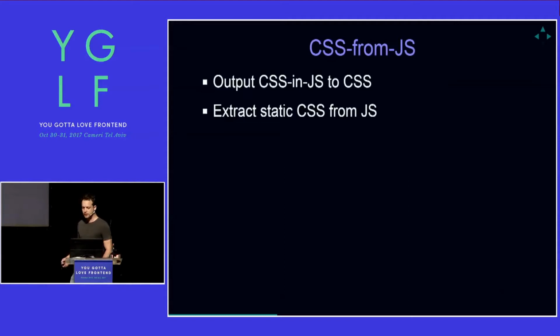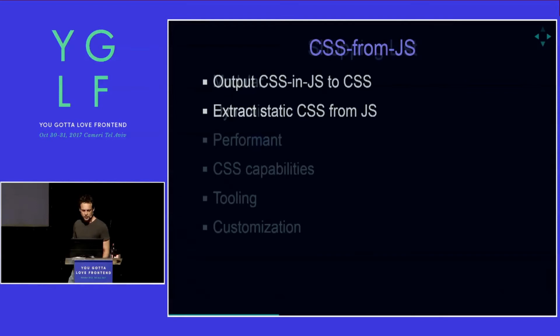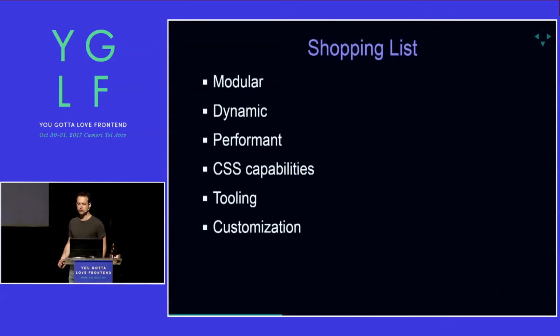Most libraries can output vanilla CSS from JavaScript, losing dynamic abilities. And some of the more advanced of them can extract only the static CSS, leaving minimal runtime to handle the dynamic parts. So what do we believe we need in order to write CSS for components?